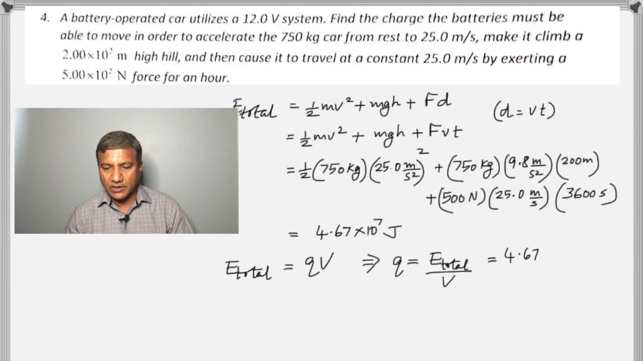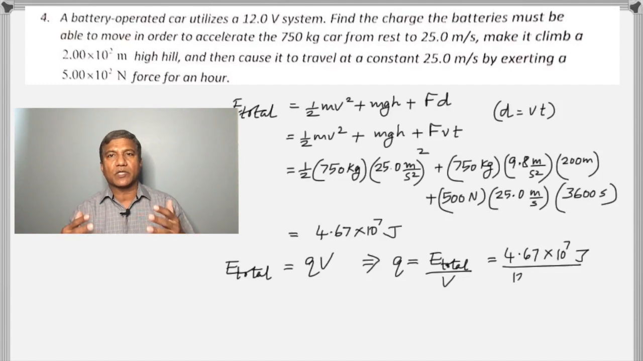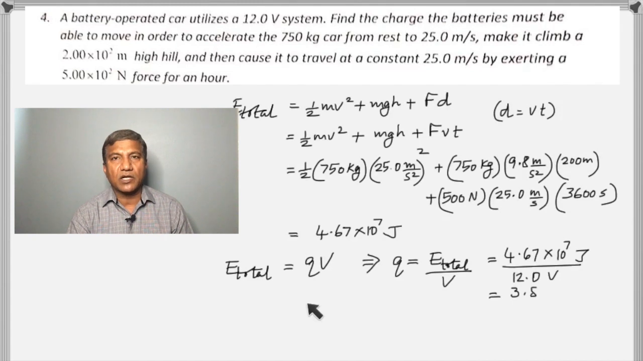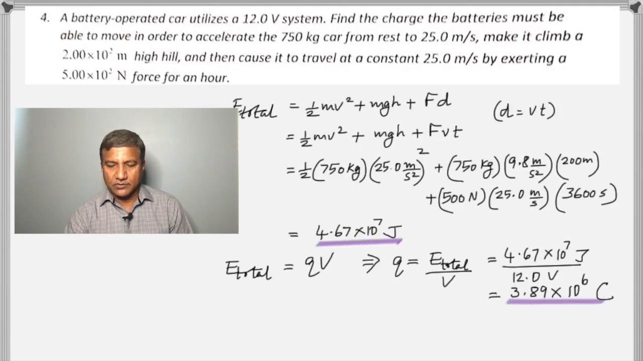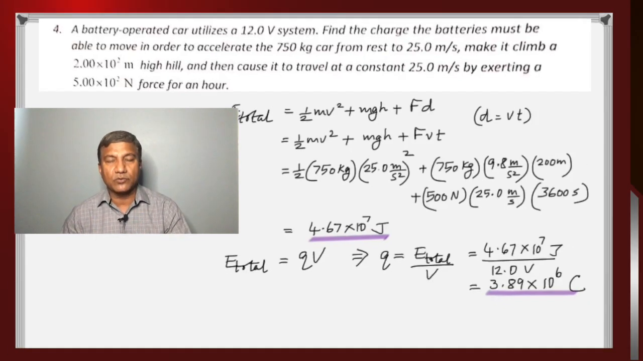But the question really says find the charge. So once you get that total work or total energy required, you use the energy equals charge times the voltage, as we have done in the other 2 problems. So the total energy divided by the voltage will give you the charge required, which comes out to be 3.89 million coulombs. That's how you do that question.